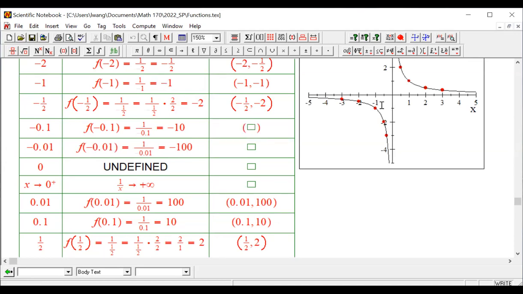Okay, so on the other side, we are trying to observe x approaching 0 from smaller than 0. What happens to the output? That's our goal. So what we have found is that as x, the input, is approaching 0 from smaller than 0.